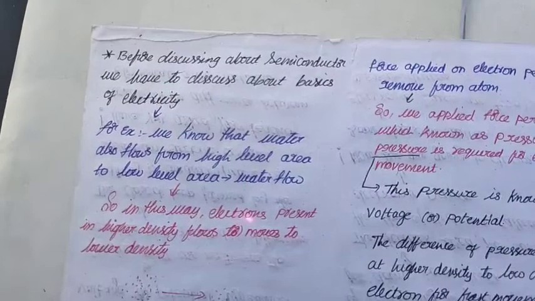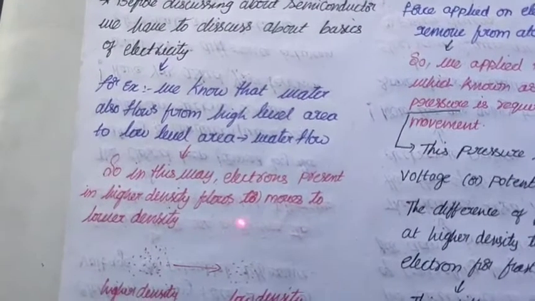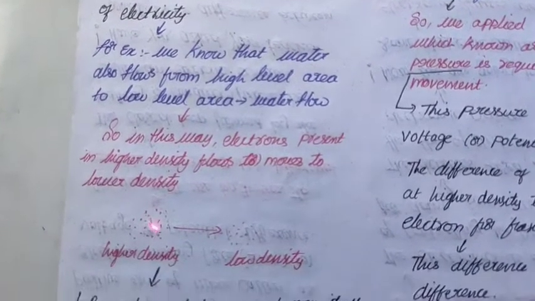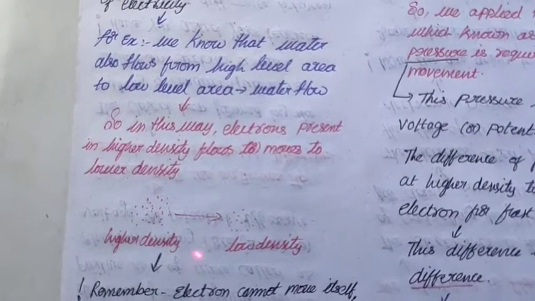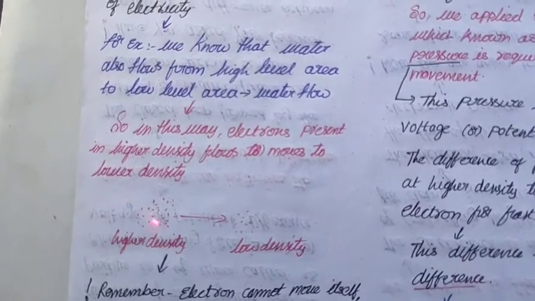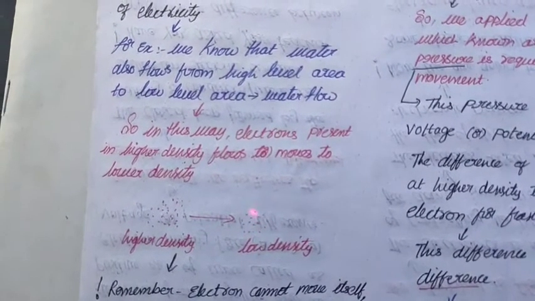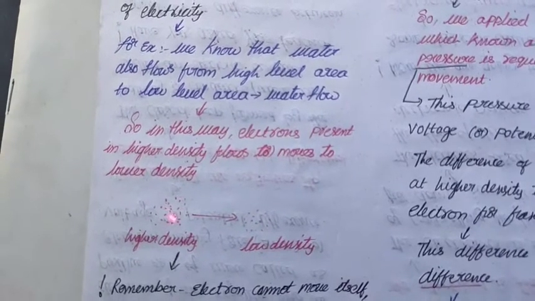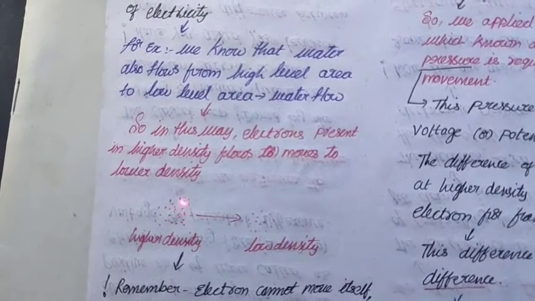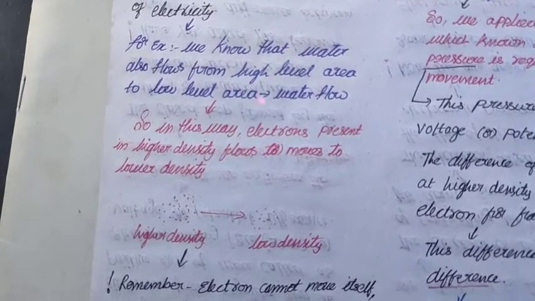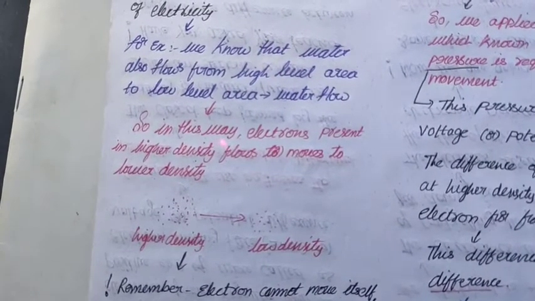In this way, electrons present in higher density flow to lower density. Consider here electrons are more, meaning higher density. Here electrons are low. So electrons always flow from higher density to lower density, like water flows from a high level area to a low level area.